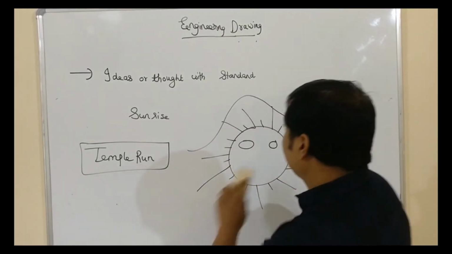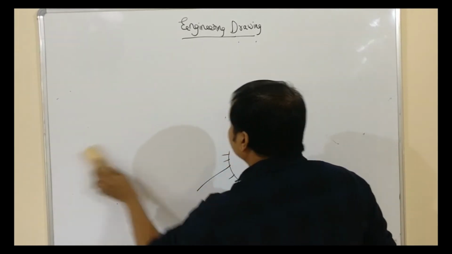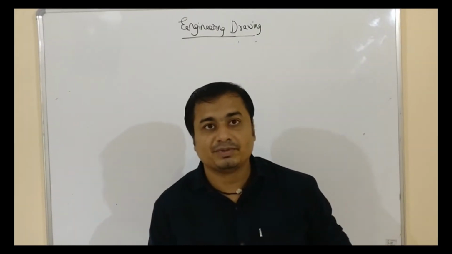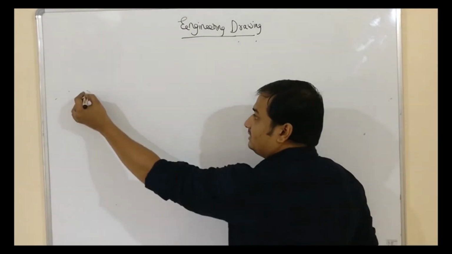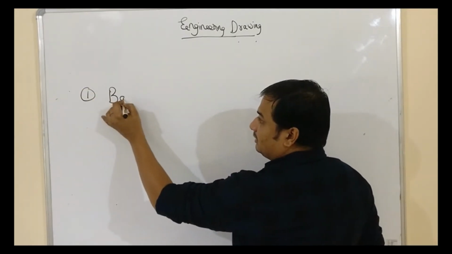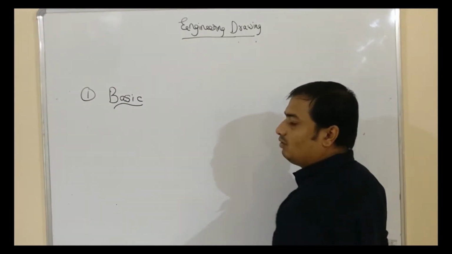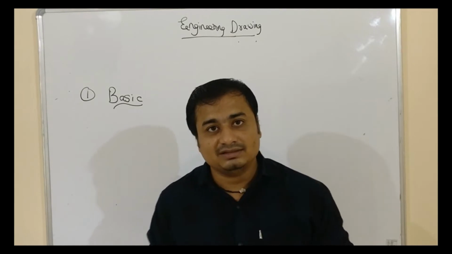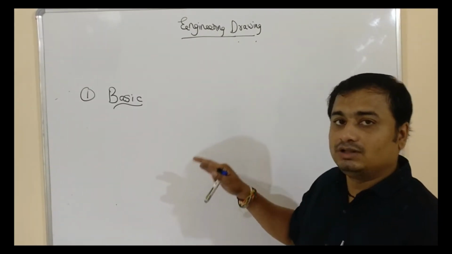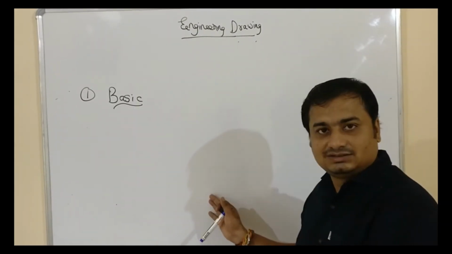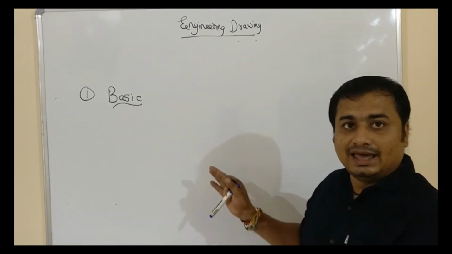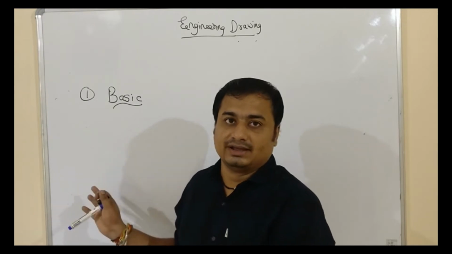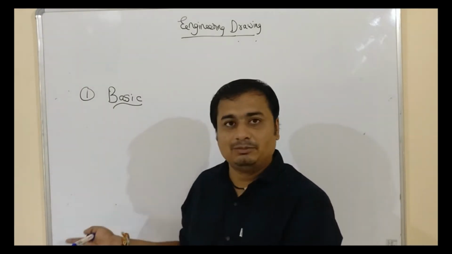So next, if we talk about the components of engineering drawing, I have already told you that there are 4 components of the drawing. The first component is the basics. Why is it named basics? Because these basics are going to apply in all other components also, like geometrical construction, like scale, like orthographic. So this is going to apply in all the content of drawing. That's why I have named it basics.